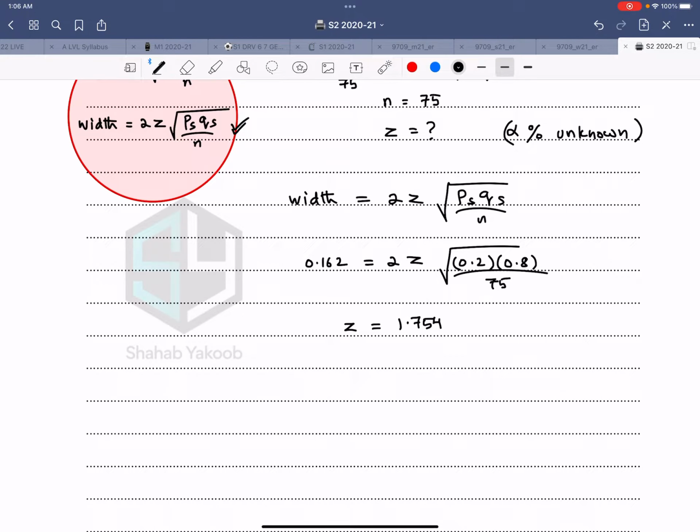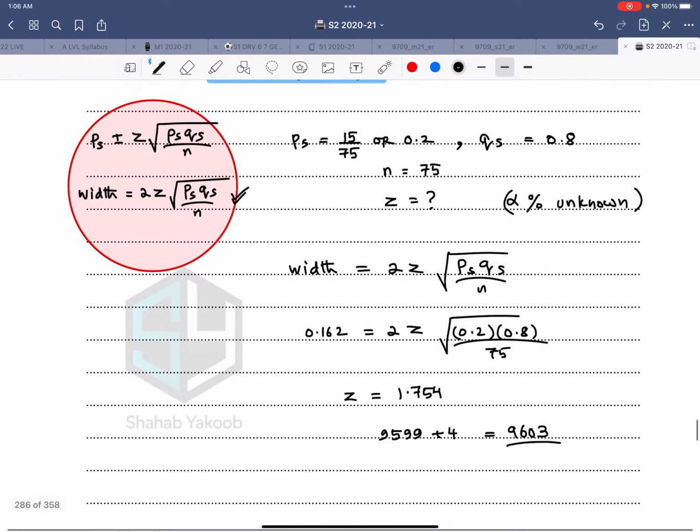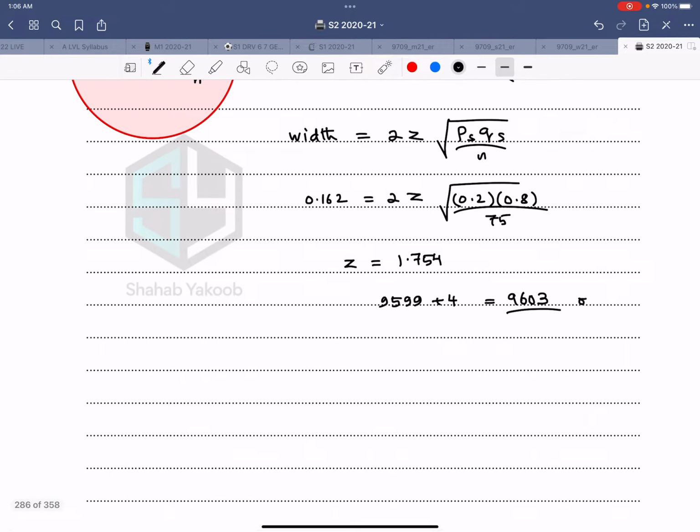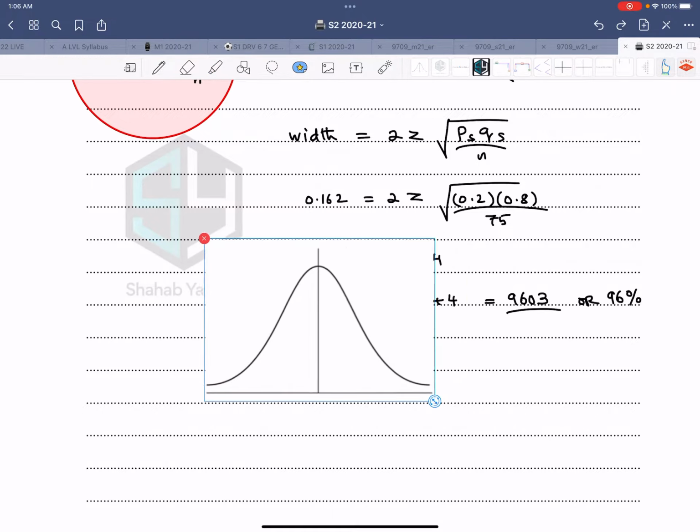So the percentage that we get, irrespective of whether it's greater or lesser, that we will calculate a little bit later. So 9599 plus 4 without the decimal. So this becomes 9603. Let me just say that this is 96%. Now let me draw a number line again. When we do the confidence interval thing, let me first bring in the normal distribution table.